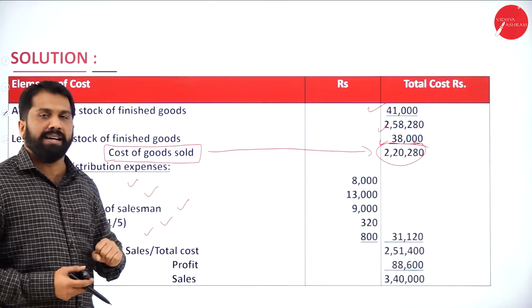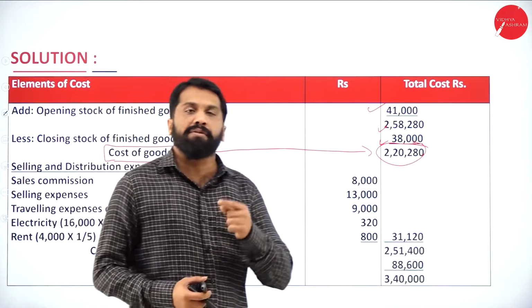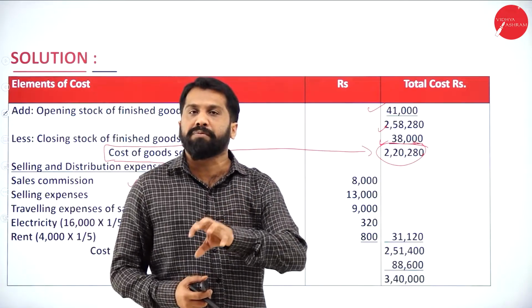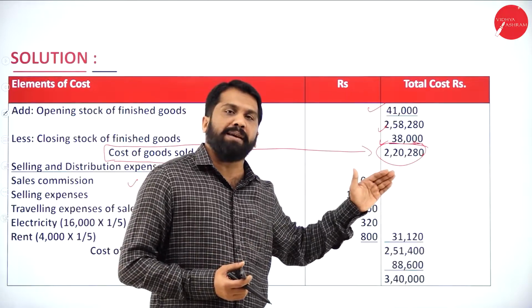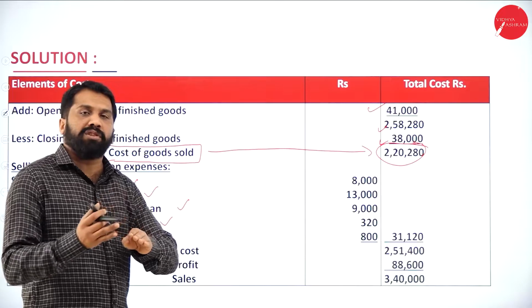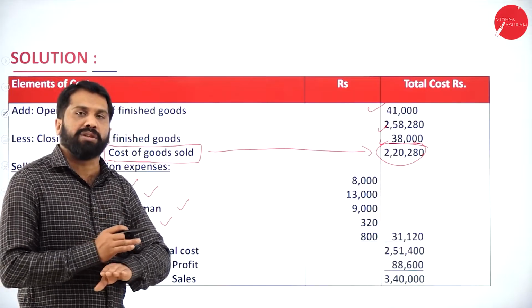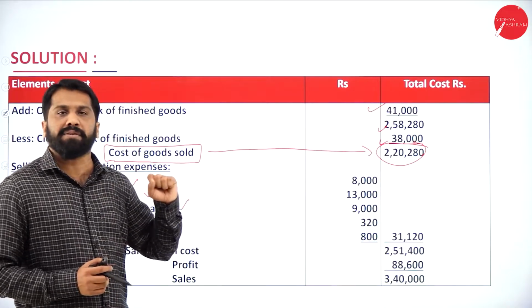Is it easy or very easy? Very easy. Why? Because you just have to read out the question. From the question we have to pick and classify which is prime, which is factory, which is office, which is selling and distribution. Just bifurcate. No more calculation, no formula, nothing. Just bifurcate and write.